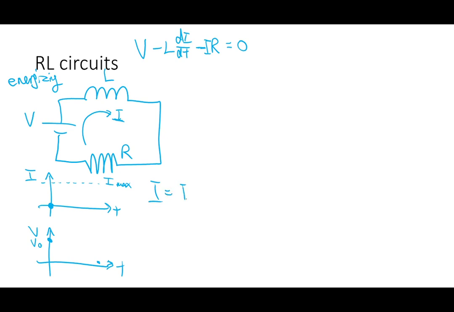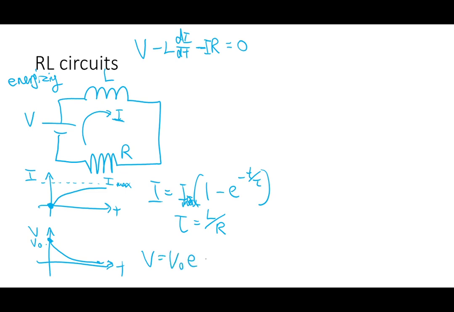So it's no surprise that the current here would have this form, right? It starts low and slowly reaches some maximum equilibrium point. Call that I max. And here, tau is not R times C anymore, it's L over R. And V goes from some high number all the way to 0, so that's V equals V naught e to the minus t over tau.